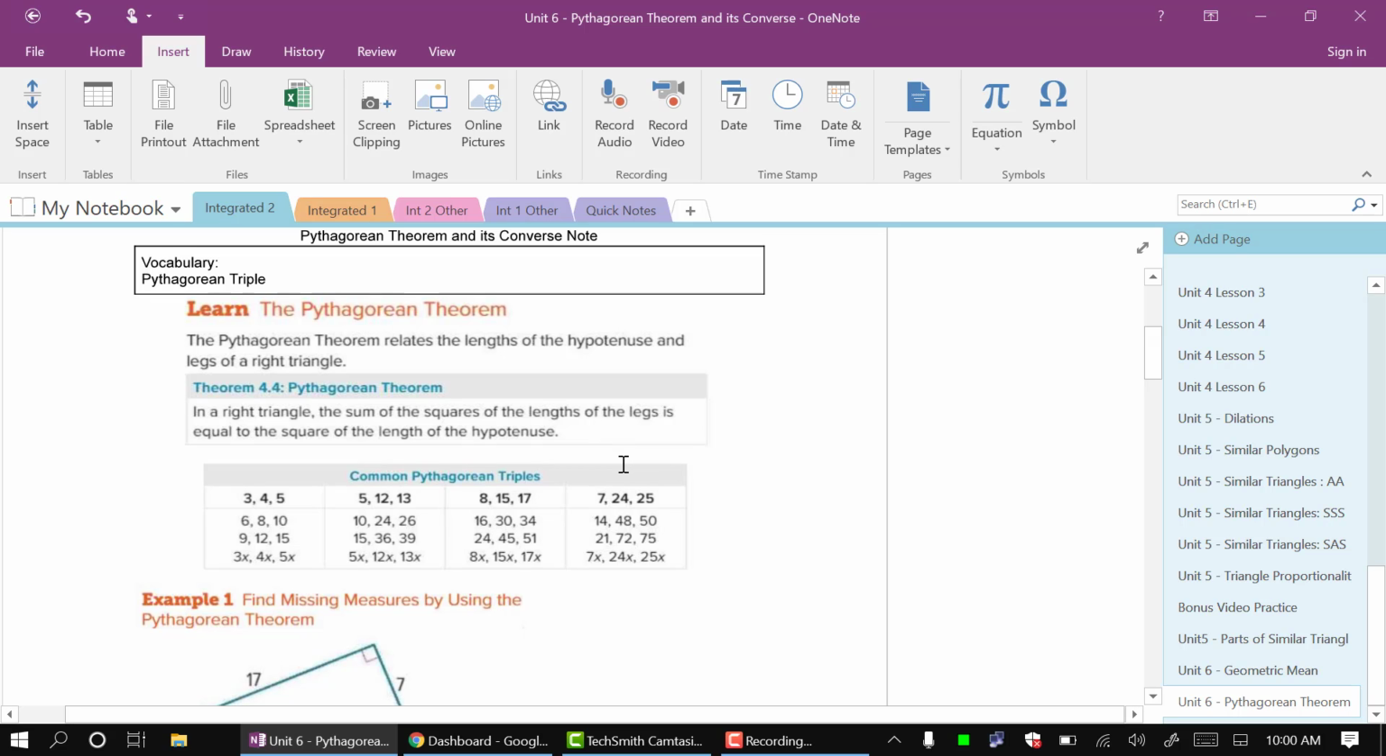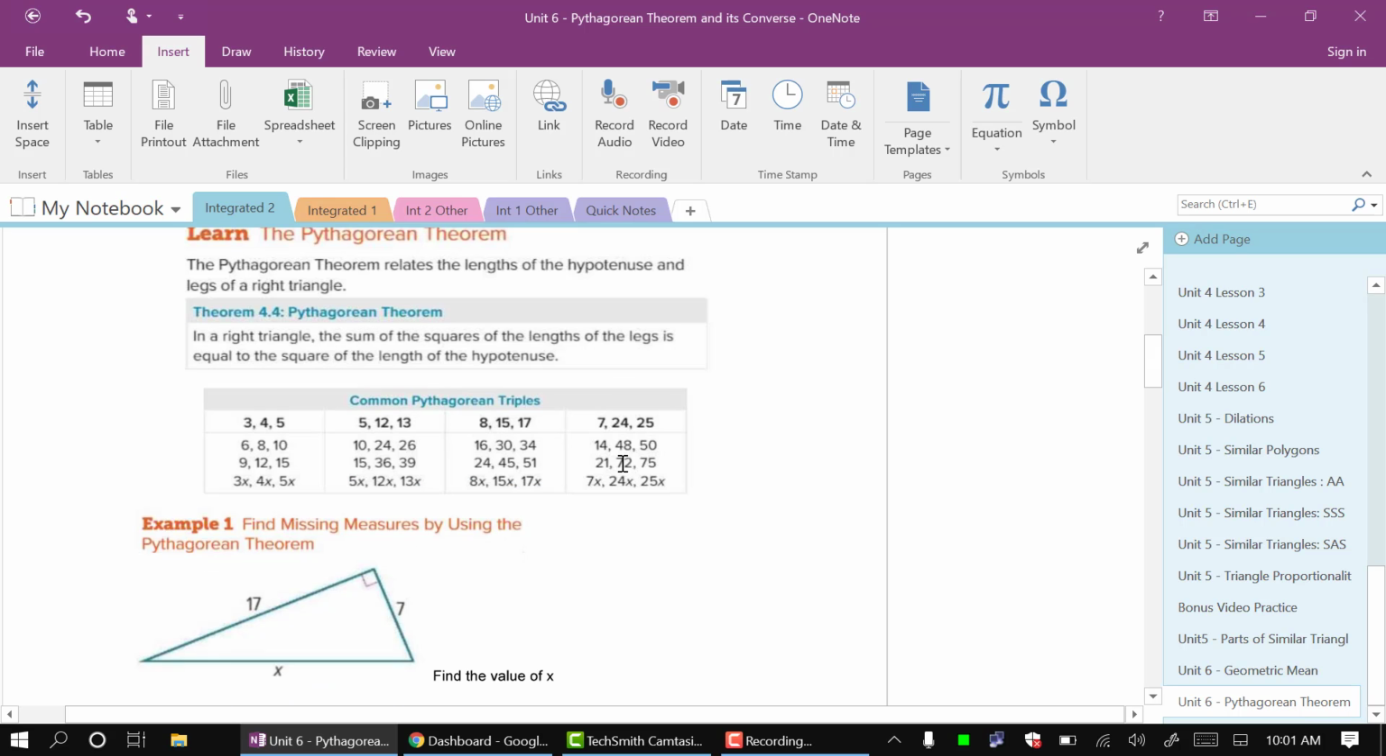In a right triangle, the sum of the squares of the length of the legs, so that means when we square each of the legs and add them together, it's equal to the square of the length of the hypotenuse. And the big one that we're going to be getting into today is these common Pythagorean triples. So we have 3, 4, 5; 5, 12, 13; 8, 15, 17; 7, 24, 25. So these are common Pythagorean triples.